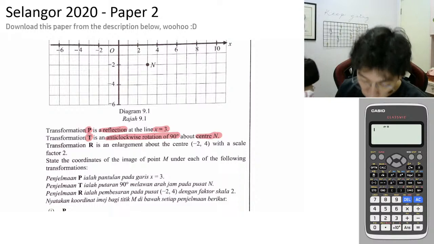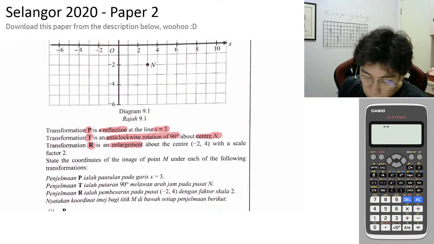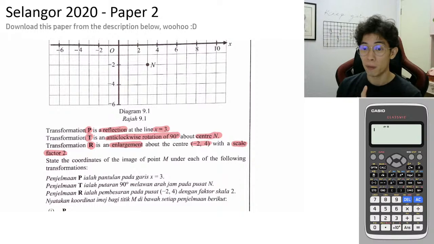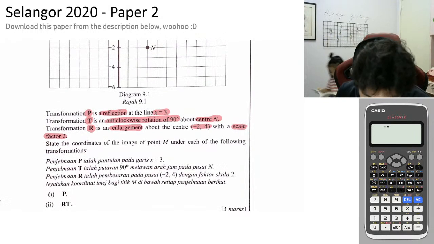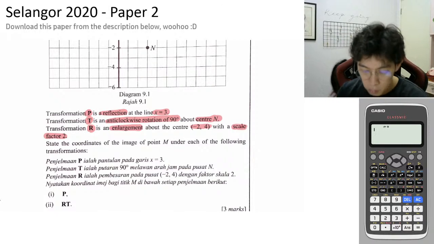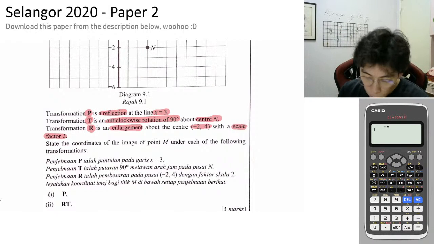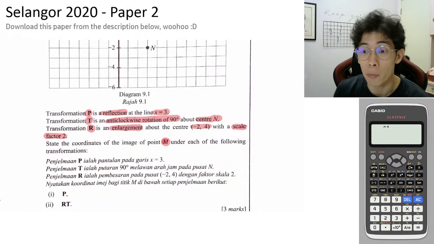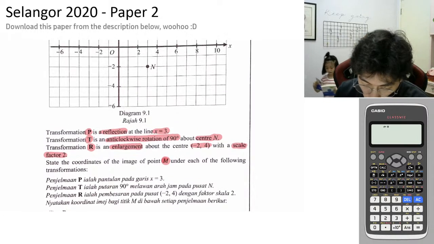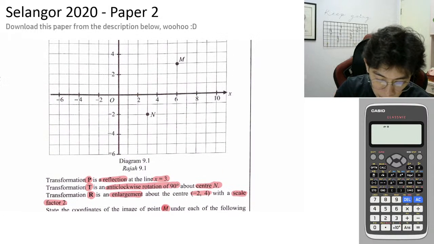There's 3 parts. Then R is an enlargement about center -2, 4, with scale factor 2. State the coordinate of the image of point M. M is the object. So I go there, I put there, and show myself that's the object.